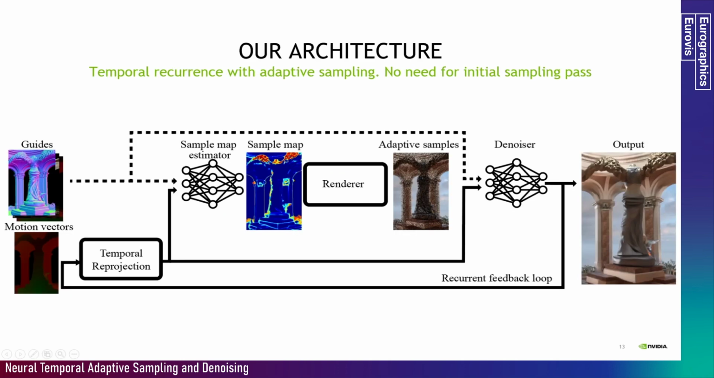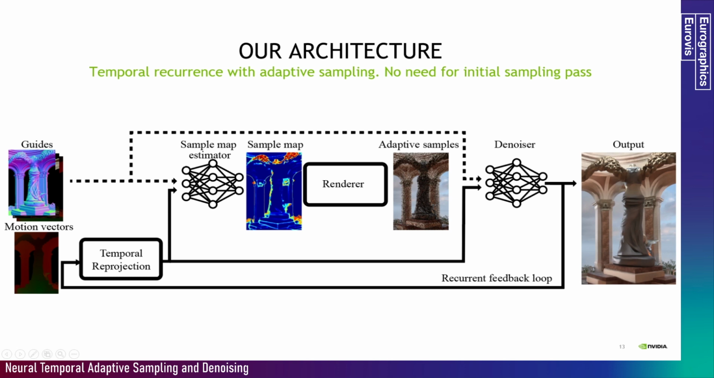This is what our final architecture looks like when we incorporate their adaptive sampling strategy into our network with temporal reuse. So you can see we have the same denoiser network, the same temporal feedback loop that we had before, and we have added a block here in the middle to implement adaptive sampling. Just like previous work, a sample map estimator network computes a sample map, or sample density map, that is used by the renderer to generate an adaptively sampled image.